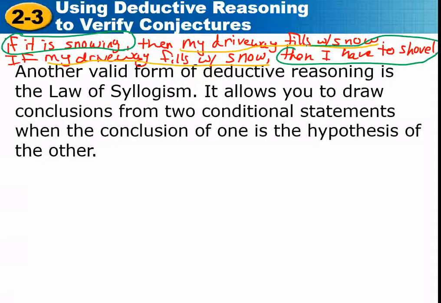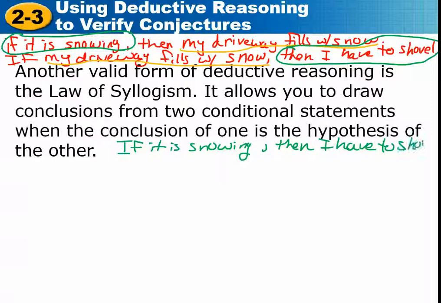My new sentence would be, I'll write it right here for lack of room. If it is snowing, now I'm going to jump over the whole part about my driveway, then I have to shovel. See how I jumped over the driveway part? But it's true, right? Because if it's snowing, then my driveway fills with snow. Yep, happens. If my driveway fills with snow, then I have to shovel. So I can just skip over the parts that are the same and write, if it is snowing, then I have to shovel. That's called the law of syllogism.